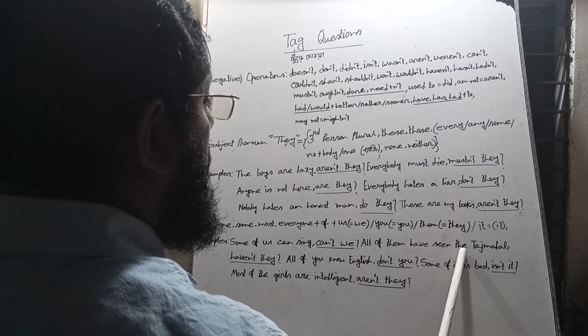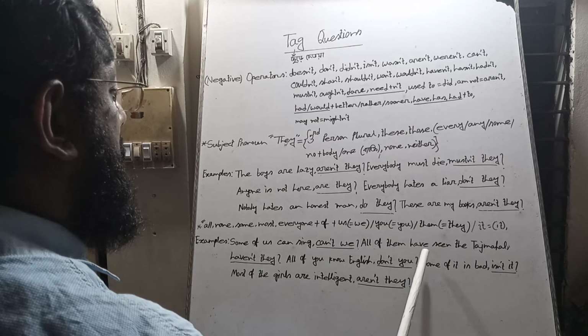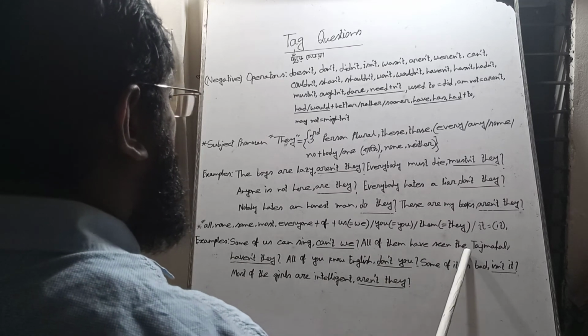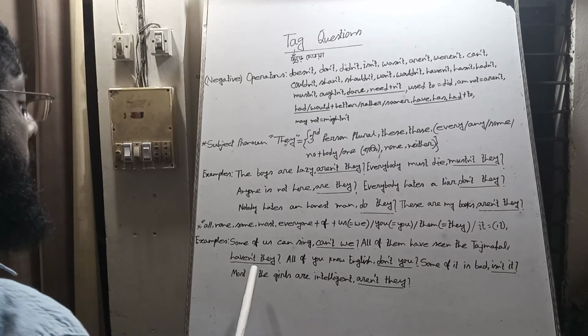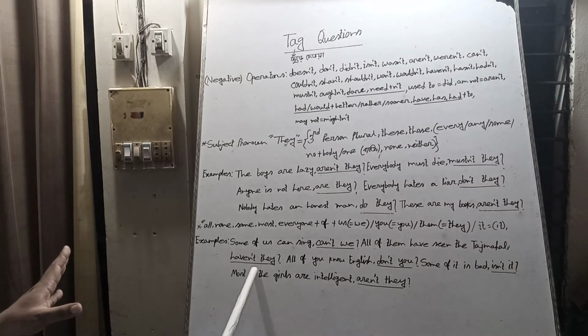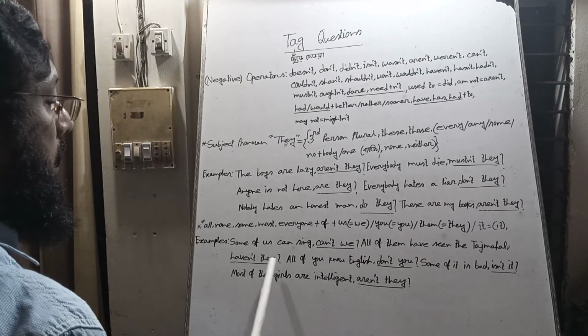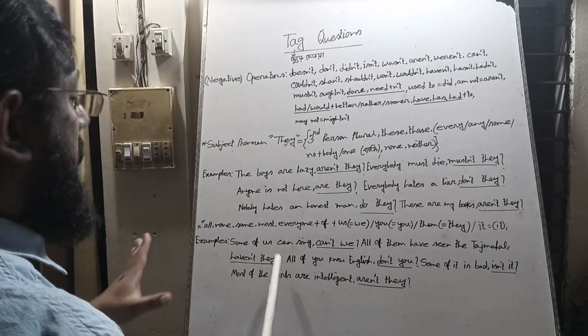All of them have seen the Taj Mahal. Have is the auxiliary verb here. We bring have. The sentence is affirmative, so the tag question will be negative. We bring not as the contracted form, haven't, and them will be the subjective form they. And at last we use a note of interrogation.